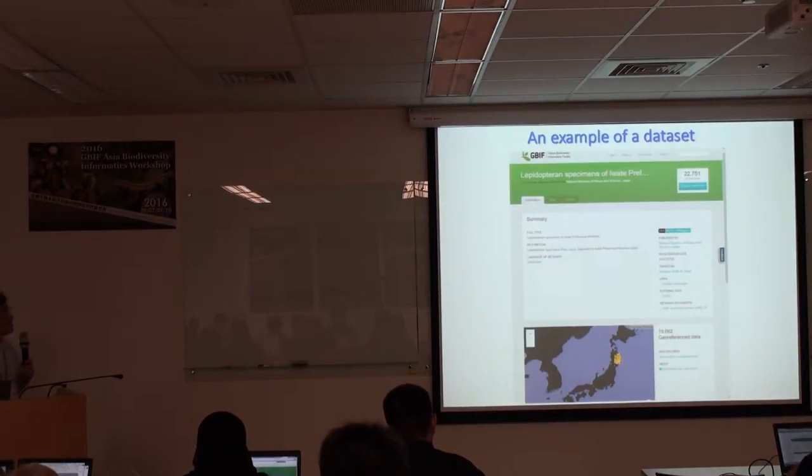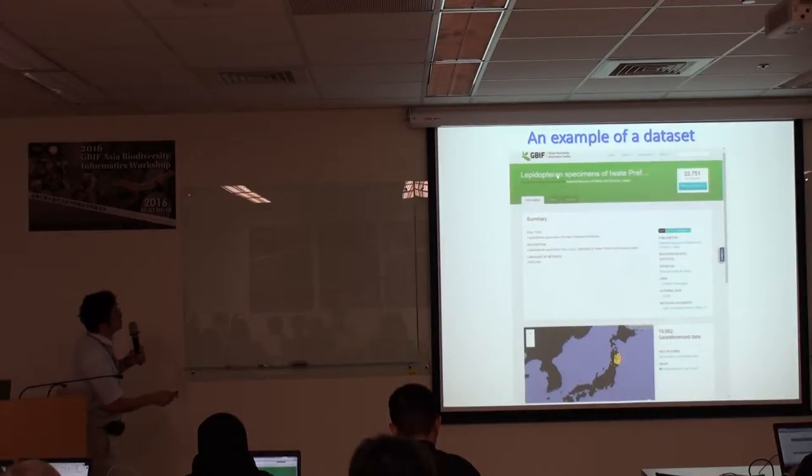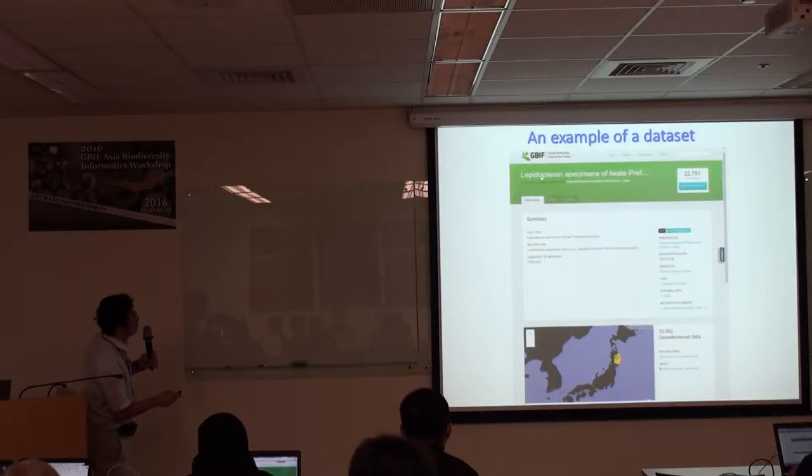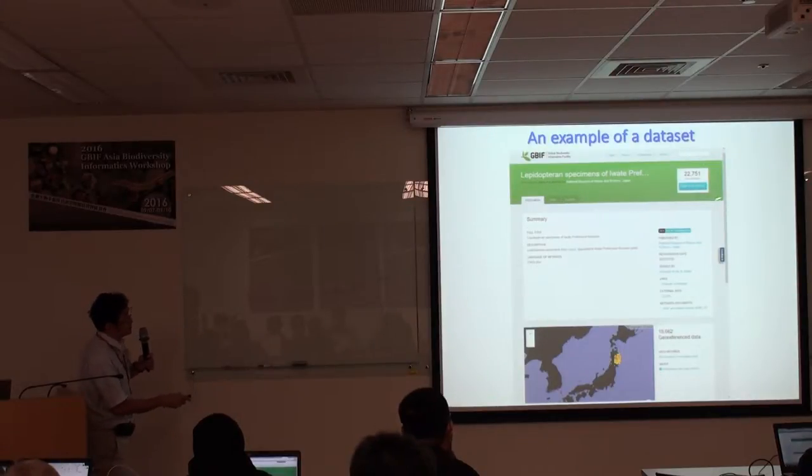So this is an example of a data set. If you provide the data set through the IPT, it will be maintained like this. So you see that this is the example of Lepidoptera specimens of Iwate Prefecture. And it contains 22,000 specimens, which are downloadable as a whole.